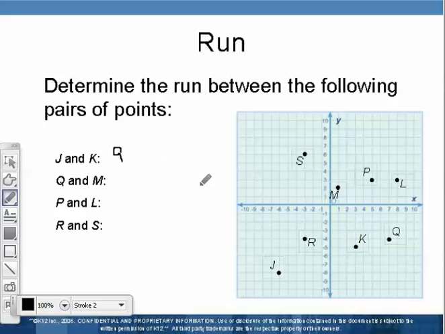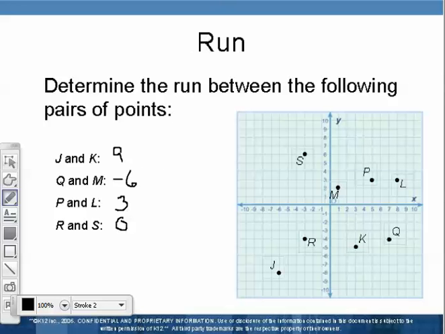How about Q to M? Well, Q to M I see as being 1, 2, 3, 4, 5, 6, and it looks like we moved in a negative direction there, so it was a -6. P to L looks like it moved 1, 2, 3, and R to S looks like it didn't run any, so we got a 0 there.